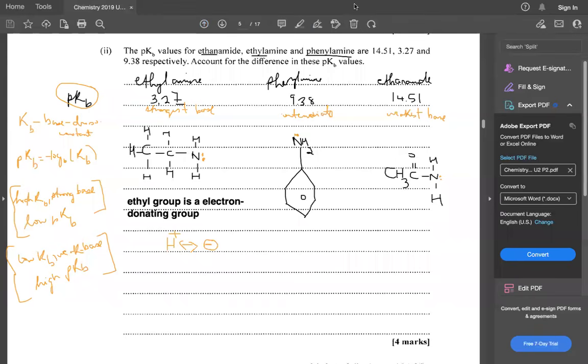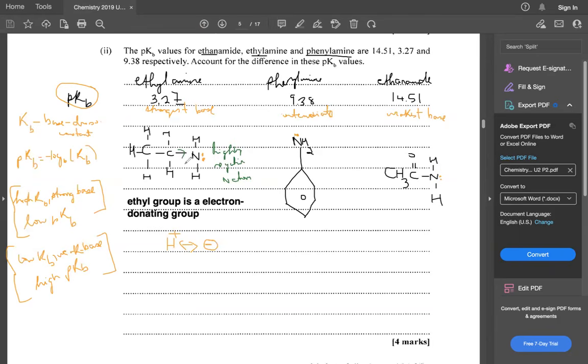And when that donation happens, you're gonna have a very negative nitrogen. So the nitrogen will be highly negative nitrogen atom, right? And as a result of that, as we said, if it's highly negative, it's gonna very strongly attract our proton, and that's what we call bases. A strong base is one that strongly attracts or accepts another proton.